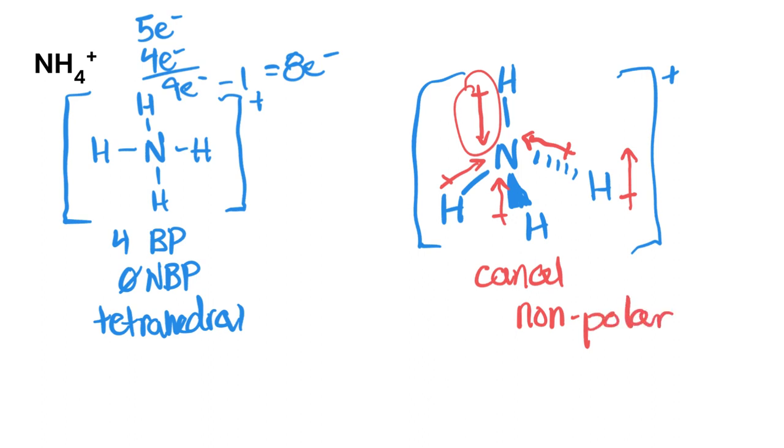Let's look at another example then. So we're going to do the NO2 minus ion. Let's tally up our electrons first. So we've got 5 electrons for nitrogen. We have 2 oxygens, so that's 12. And then we need one more for the negative charge. So that's 18 electrons total.